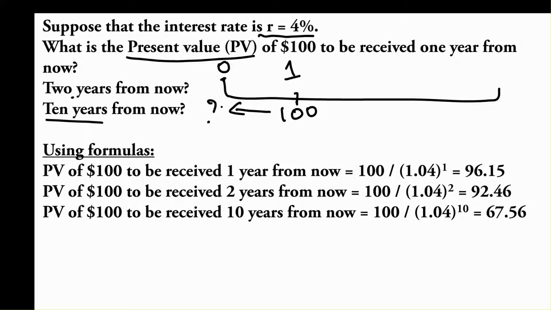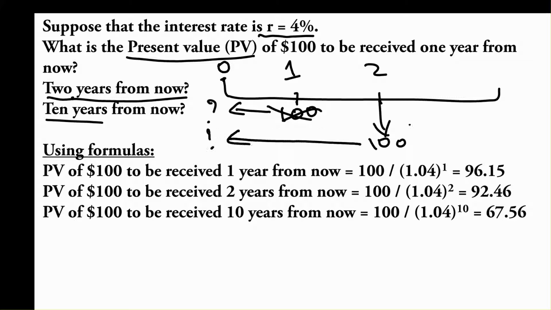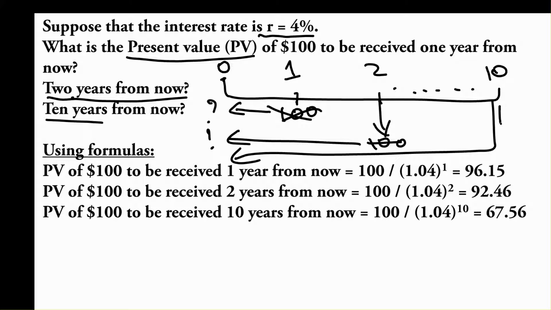That's one question. The second part says, what if you were to receive that $100 not here, but 2 years from now? What is its value today? And similarly, what if instead of getting it 2 years from now, you were to receive it 10 years from now? What is its value today?